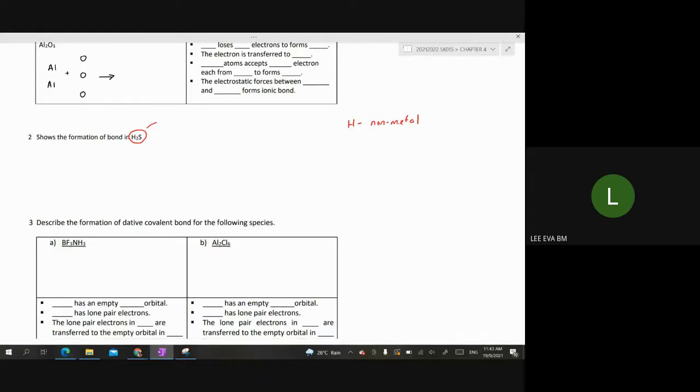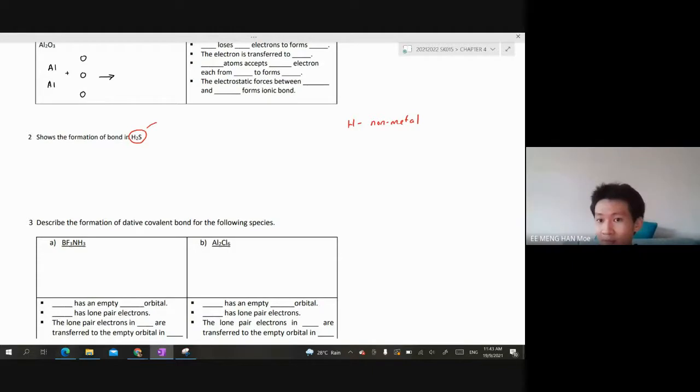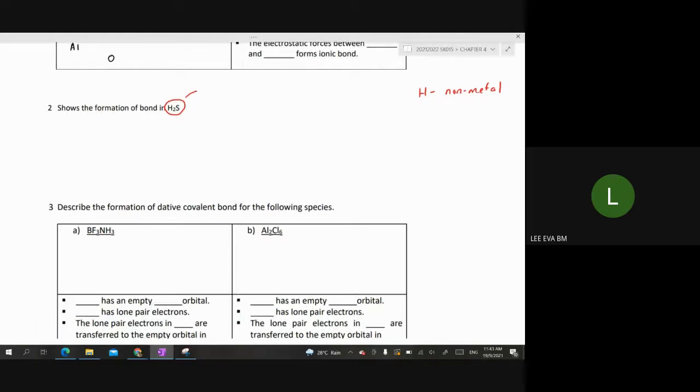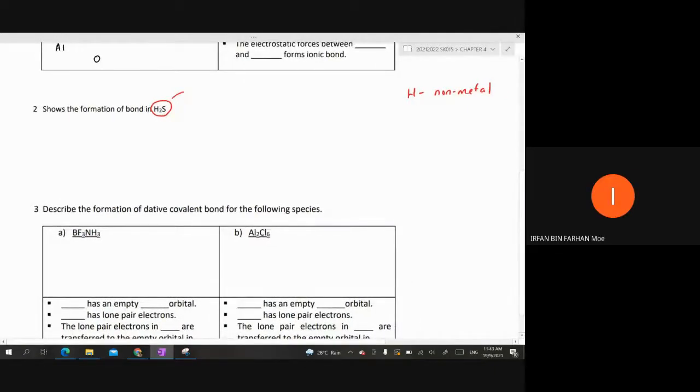So what is the bond that exists inside H2S? Covalent. Covalent. Yang lain faham ke? Okay. So hydrogen non-metal, sulfur non-metal. So both of these will have the covalent bond. Sebab dia bukan H+, sulfur pun tak ada lone pair. So dia bukan dative lah. Okay, yang ini adalah simple covalent bond.